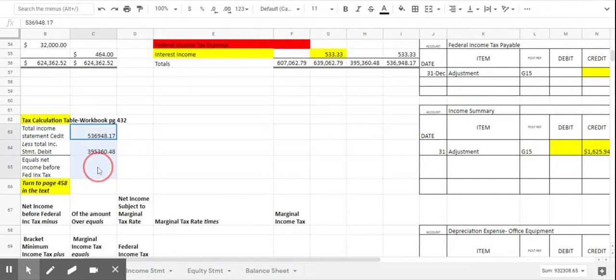These should be dollar amounts. Those dollars. Okay, so if we subtract those two, here's money coming in, 536. Here's money going out, 395. So we have a net income of 141,587.69 before tax. So now we got to figure out the tax. And what you want to do now is in a textbook, turn over to page 458. There's a tax bracket in there.